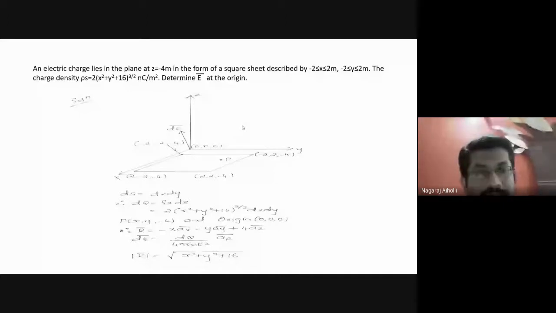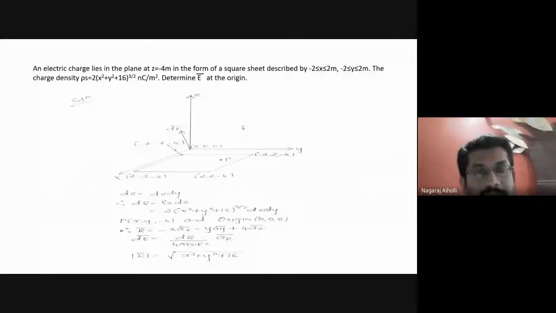The equation for dE will be 2 into 16 raised to 3 by 2. Okay, x square and y square will become 0. X square is equal to 0, y square is equal to 0. X and y components do not exist, into dx into dy divided by 4 pi epsilon naught into 16, because x square and y square are 0. 4 az bar divided by, x is 0, y is 0, square root of 16 is 4. Again, 4 and 4 will cancel, only az bar will remain.